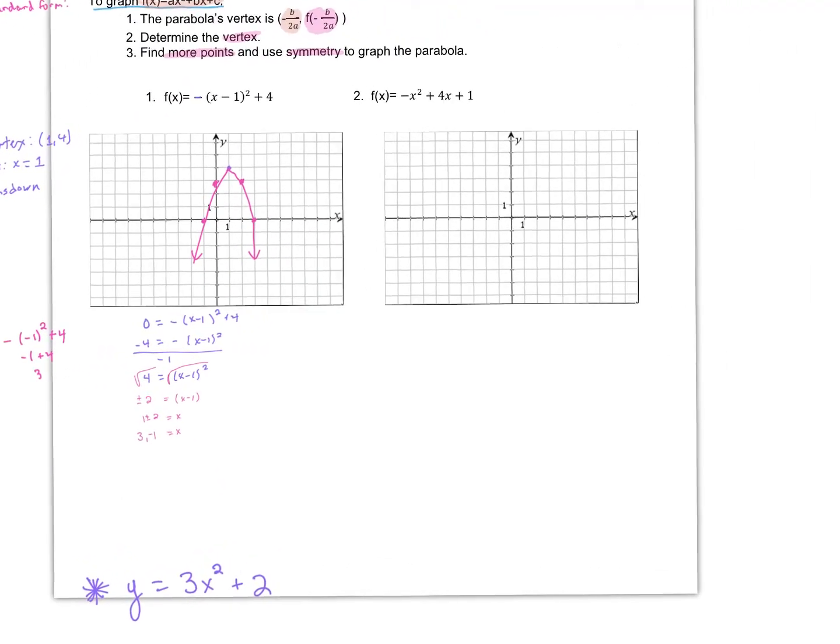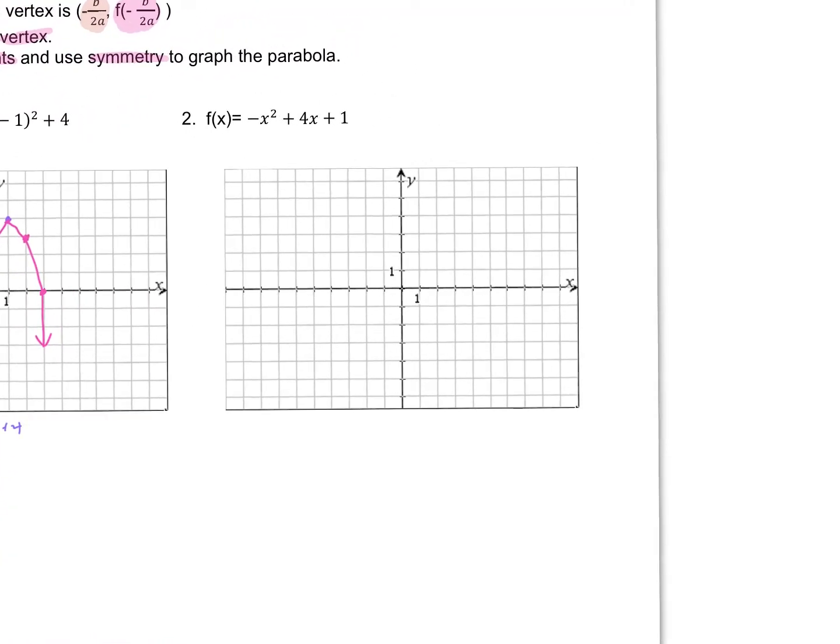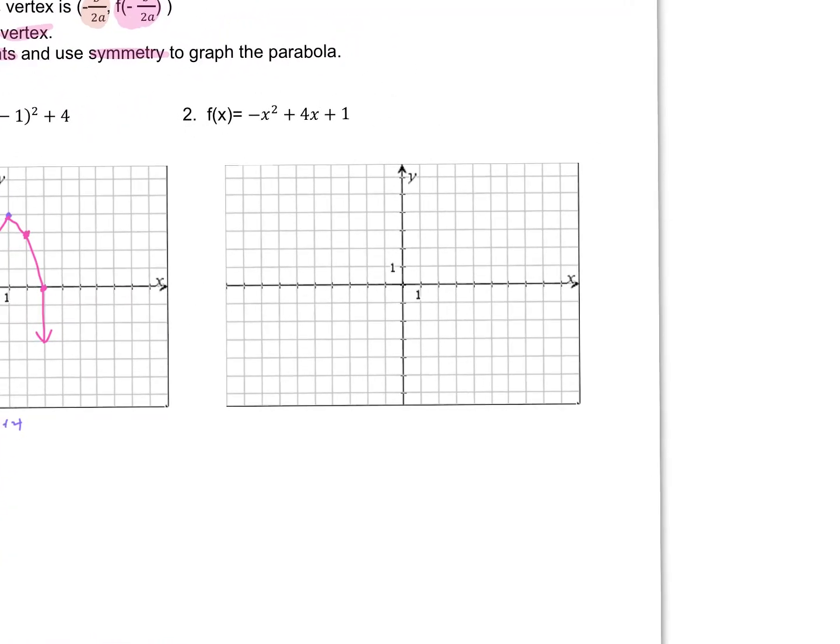All right, let's take a look at this second one. This one is a little bit more involved because this is in standard form. So if you recall, if we have an equation in standard form, then we find the opposite of b over 2a. And so the opposite of b is going to be negative 4 over 2 times negative 1. So we get negative 4 over negative 2, which is positive 2.